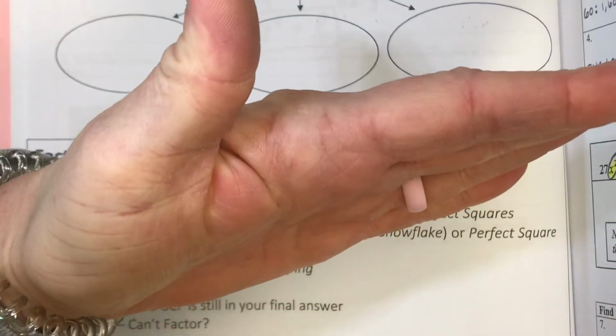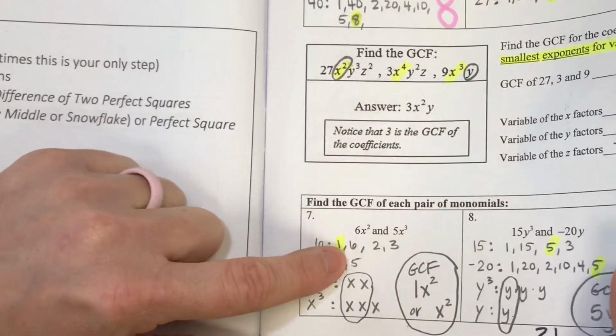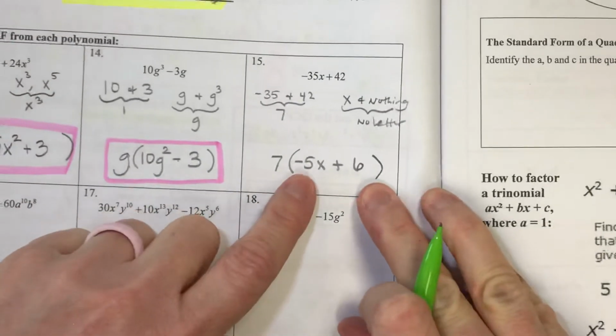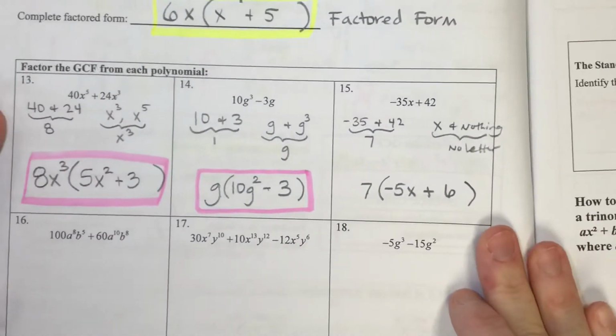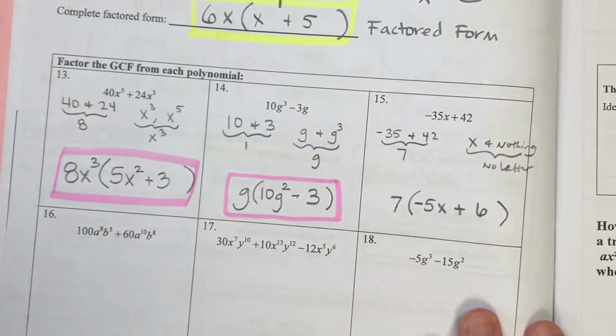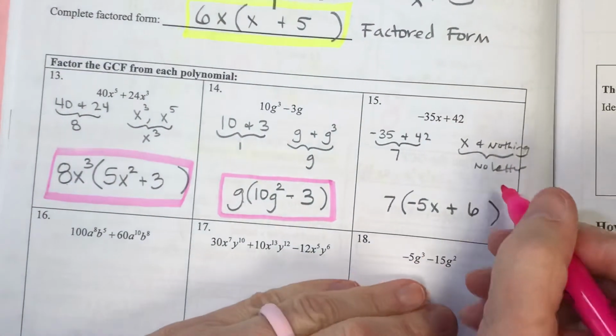I'm just going to double check. Yeah, we did. GCF between 5 and 6 is just 1, so that makes sense to me, that's the same thing that we had here. There's no GCF in common between those numbers, so I know 7 is the largest number that we can take out of 35 and 42.